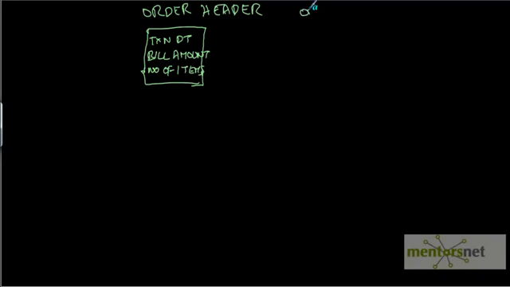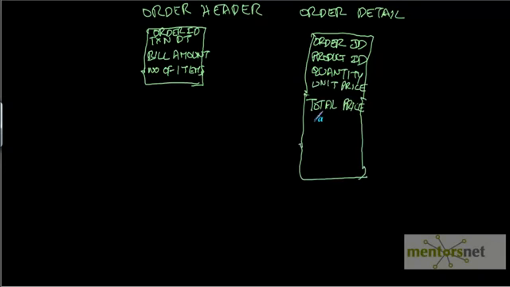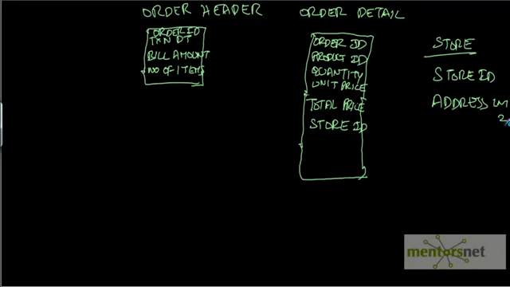So order detail will have one line for each item bought, and it will have fields like order ID, product ID, number of items, quantity, unit price, total price, store ID, etc. So we have another store table, with the store ID, and address lines 1, 2, 3, etc., and then state, city, zip code, and region ID.